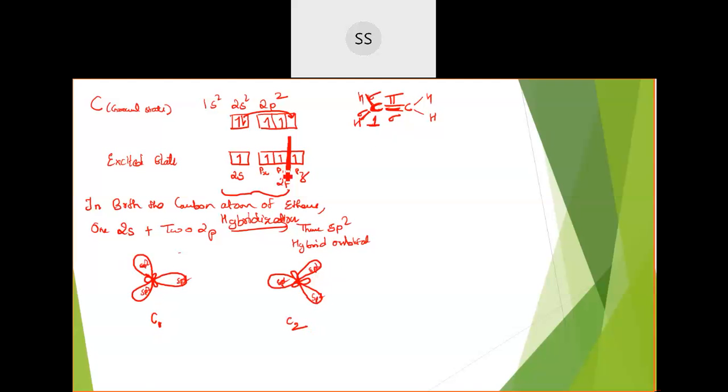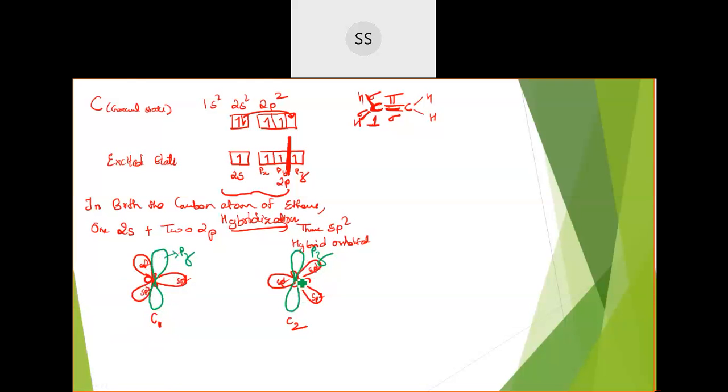Now there is one more orbital which is not involved in hybridization, so that you keep as it is. It is unhybridized, meaning the full p orbital will just be there. I'll take a green one. So here I'm taking the unhybridized p orbital. This is the pz orbital of one carbon, and this is the pz orbital of another carbon, not involved in hybridization.